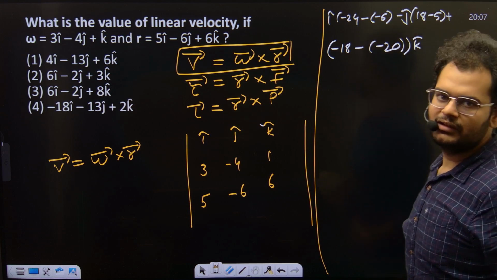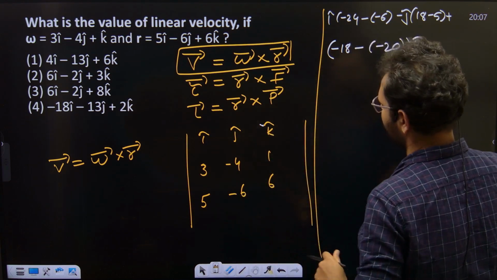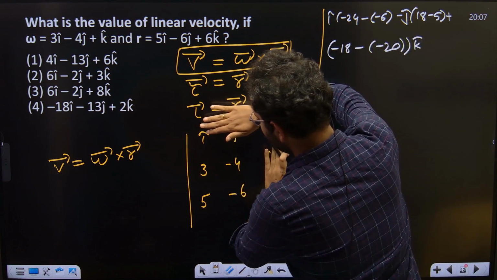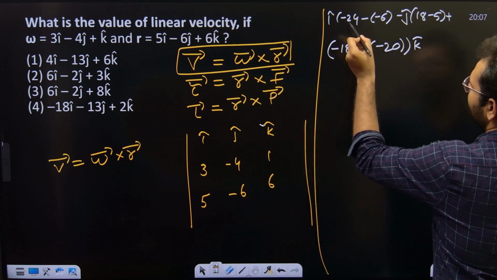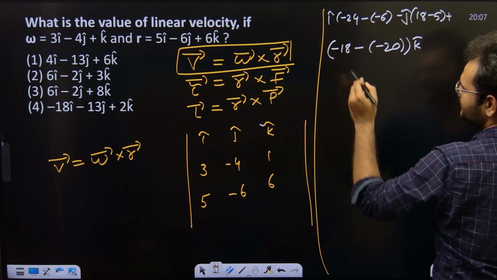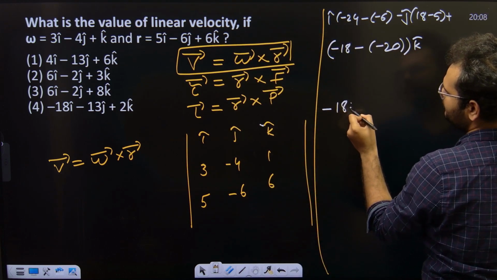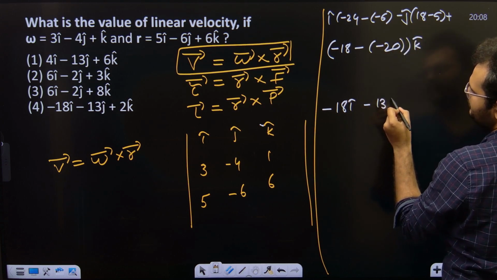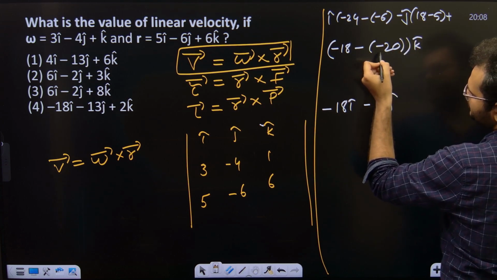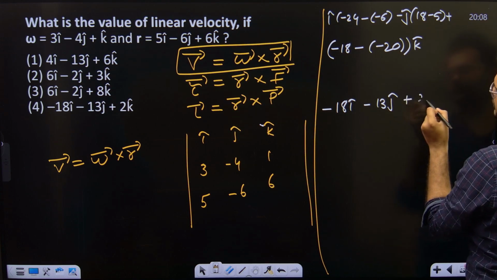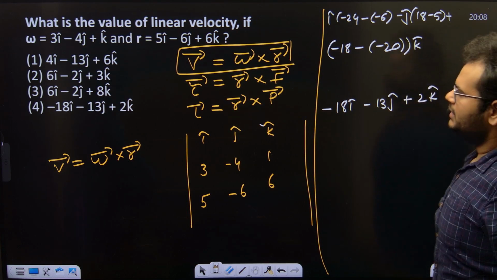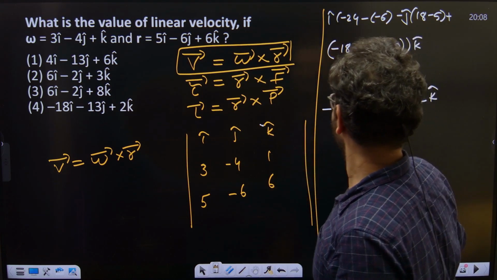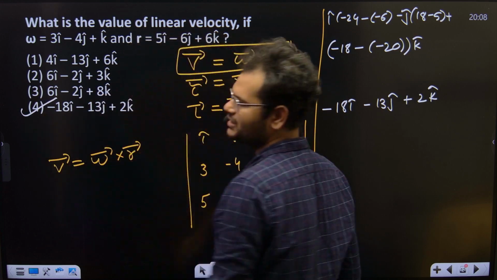Are you getting it? Yes, sir. Have I made any mistake? Minus 18 minus 20, no. So minus 24 and plus 6, how much is it? Minus 18. So minus 18 i cap. Then here 18 minus 5 is 13, minus 13 j cap. And this is how much? Plus 20, 20 minus 18 is plus 2 k cap. Is there any option? Minus 18, minus 13, plus 2k. Yes, there is an option. So the 4th option is correct.